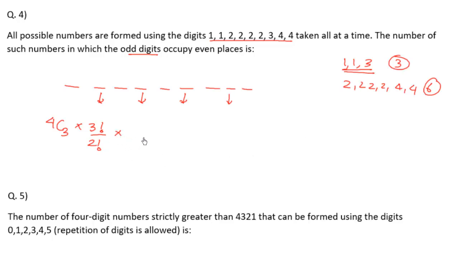Once this is done, then the rest of the places will be occupied by even numbers, and these numbers can be arranged in 6 factorial divided by 4 factorial, because 2 is used 4 times, and divided by 2 factorial, because 4 is used 2 times. So we have to calculate this. On calculation, I'll be getting the answer to be 180.